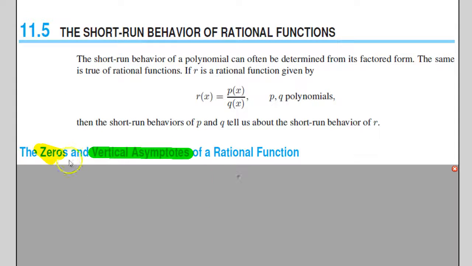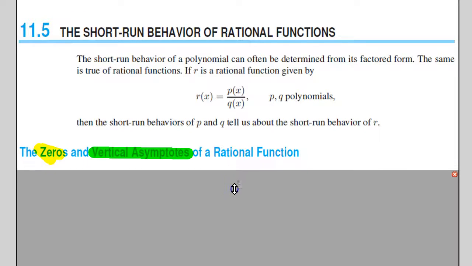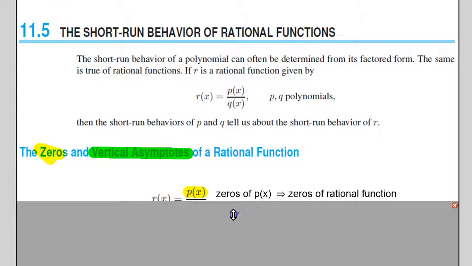So if I want to find the zeros of the rational function, or where it crosses the x-axis, all I need to do is find the zeros of the polynomial in the numerator. And once I find the zeros of the polynomial in the numerator, then that tells me where the rational function crosses the x-axis. And that makes sense because the crossing of the x-axis only occurs when the rational function value is 0, and the rational function value will only be 0 when the numerator is 0.